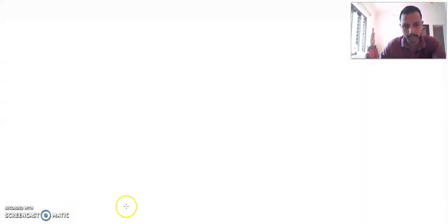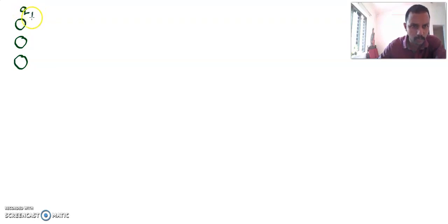Let's go to that situation. These are the small liquid drops which we are going to combine. All of them are identical. Let's say the charge accumulated on each of these drops is Q1, the radius of each drop is R1, the potential of each drop is V1, and the potential energy of each drop is U1.